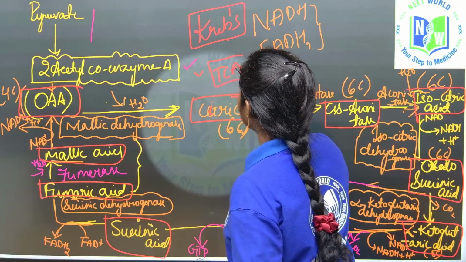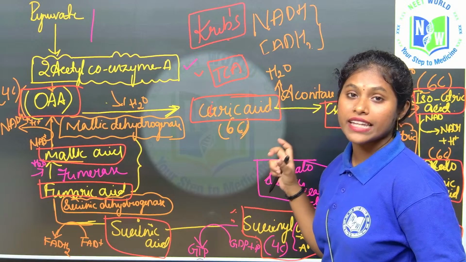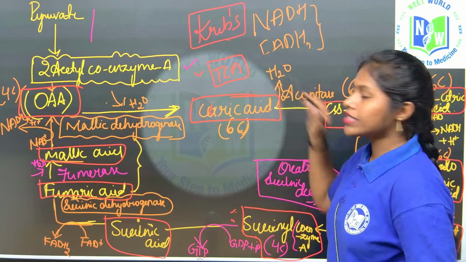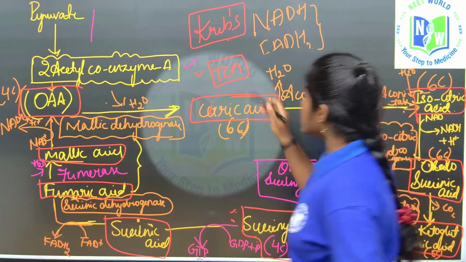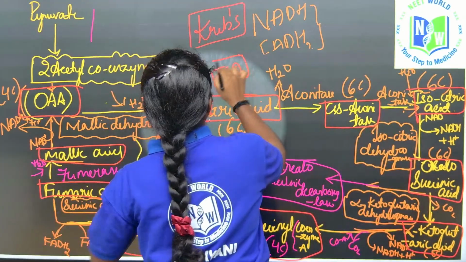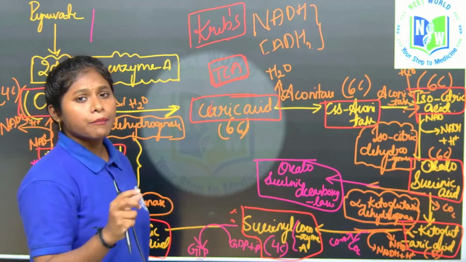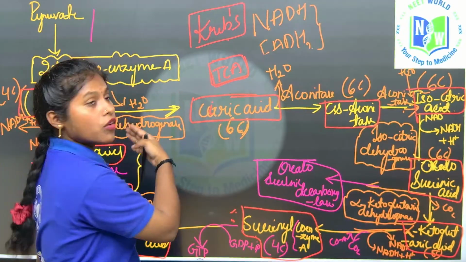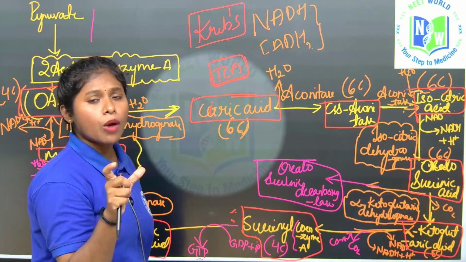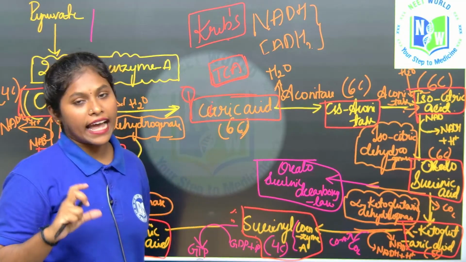Why is it called the TCA cycle? In the citric acid cycle there are tricarboxylic acids, which is why it is also called the tricarboxylic acid cycle. Got it? And this cycle is also called the citric acid cycle, because the first compound is formed by the combination of acetyl-CoA with oxaloacetic acid. What is the first compound that forms? Citric acid, right? That is why it is also called the citric acid cycle.